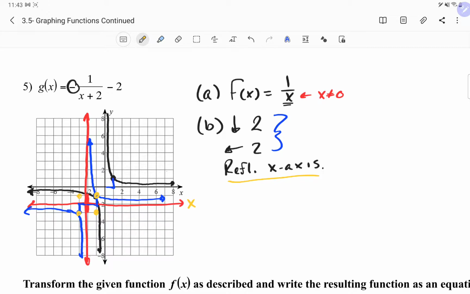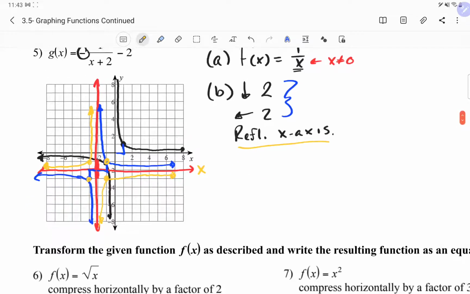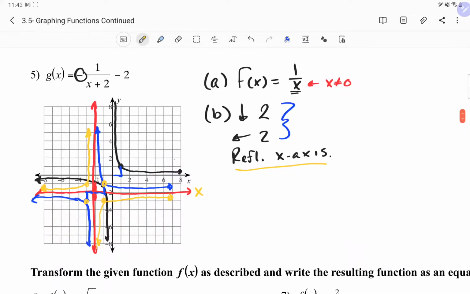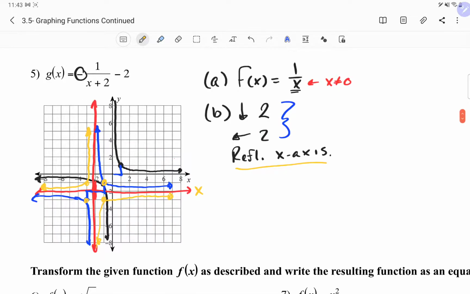And so when I graph this, the orange line is the final version of what our graph should look like. Okay, so there were several transformations here. This is by far one of the more difficult ones because we're dealing with the reciprocal function. I know that most of us aren't super comfortable with fractions already, but this is about the most difficult that we're going to make the reciprocal functions for right now.